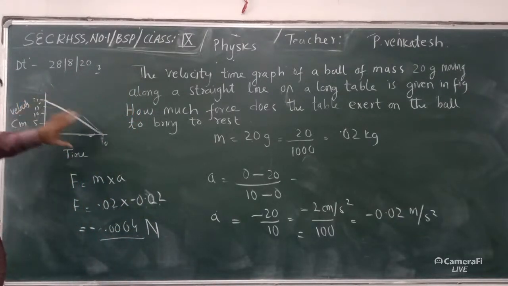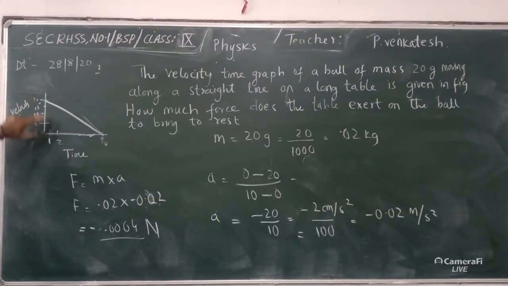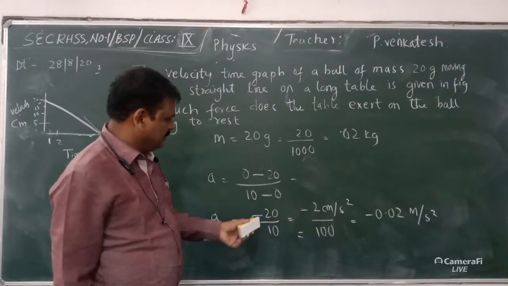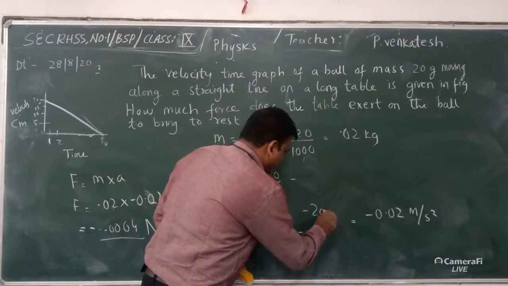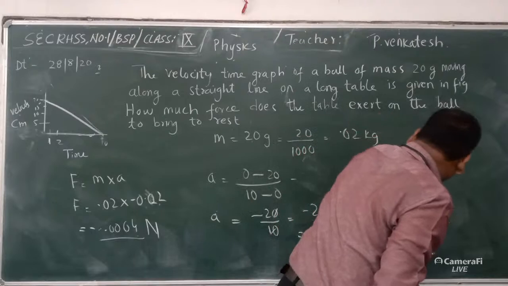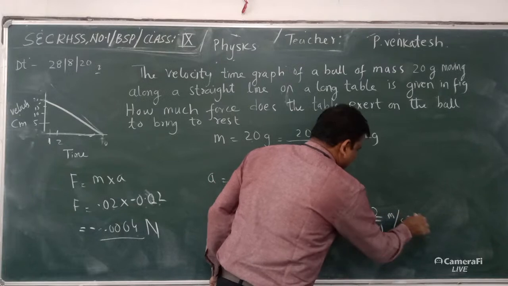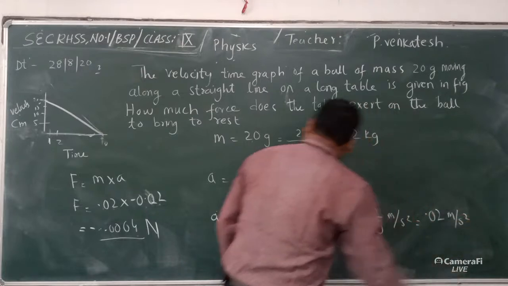Now acceleration is equal to final minus initial upon time. Time is T2 minus T1. Always remember, whenever you get a graph question, you will do it in this way only. What is (0 minus 20) upon (10 minus 0)? That is minus 20 by 10. This is in centimeters, so the 10s cancel. You will get minus 2 centimeters per second square, or minus 2 by 100, that is minus 0.02 meter per second square.